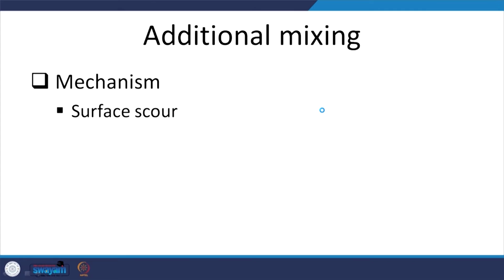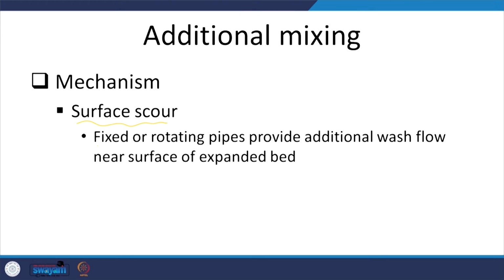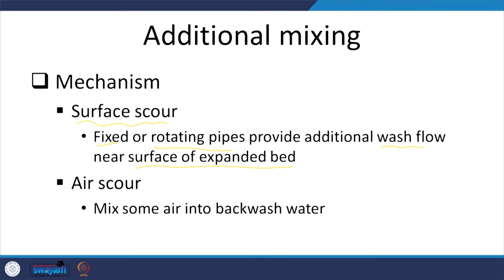And when else will we have to look at this? Okay, what is the mechanism? Mechanism is surface scour, as in the surface cleaning too can be done. You will have surface scour pipes. That's one way to go about it. So you have fixed or rotating pipes which will provide more wash, or additional wash, near the surface of the expanded bed, right? And sometimes you will even pump air in along with this water. So that will give you that additional level of mixing that's required.